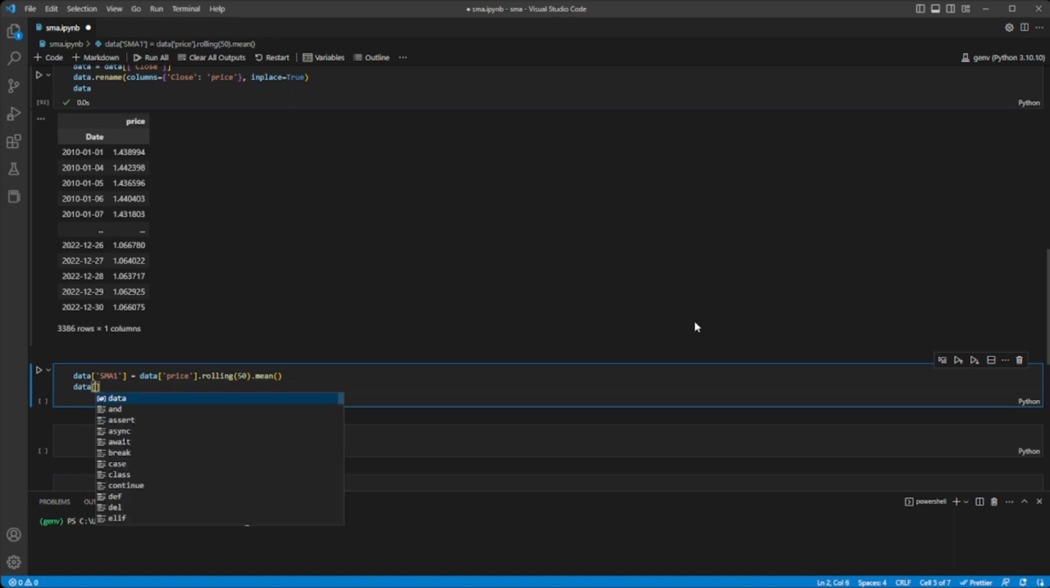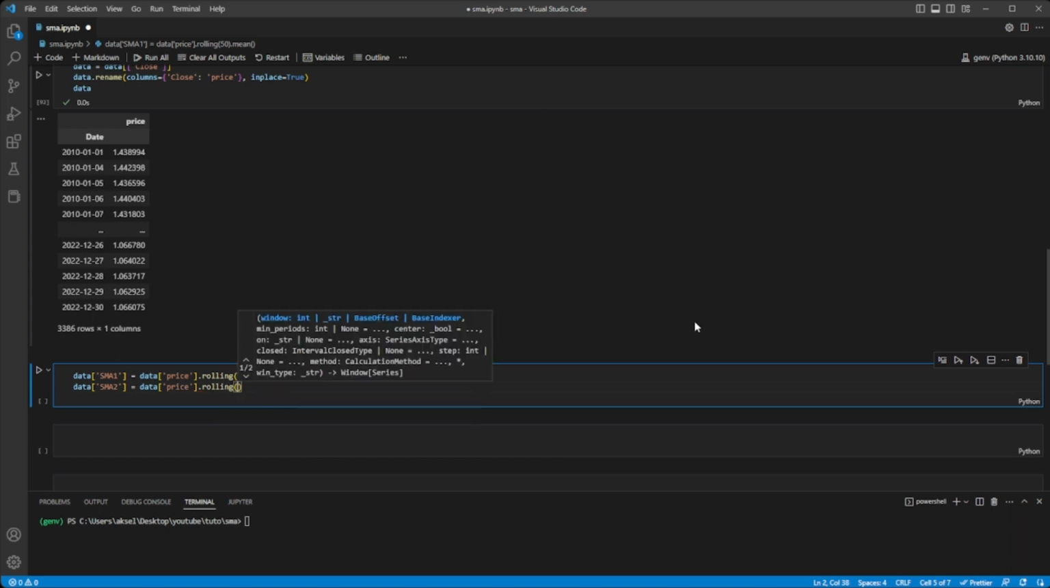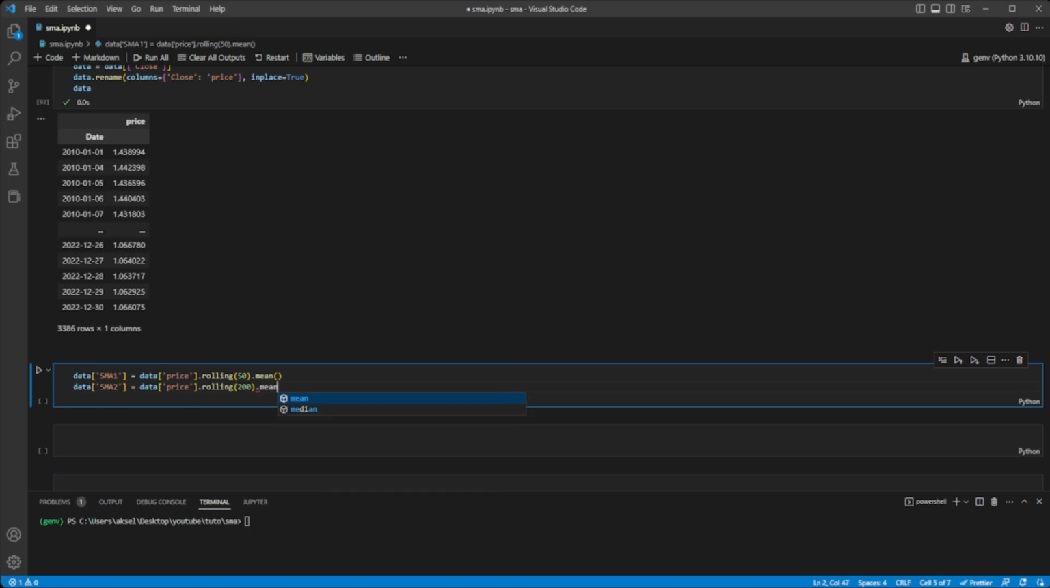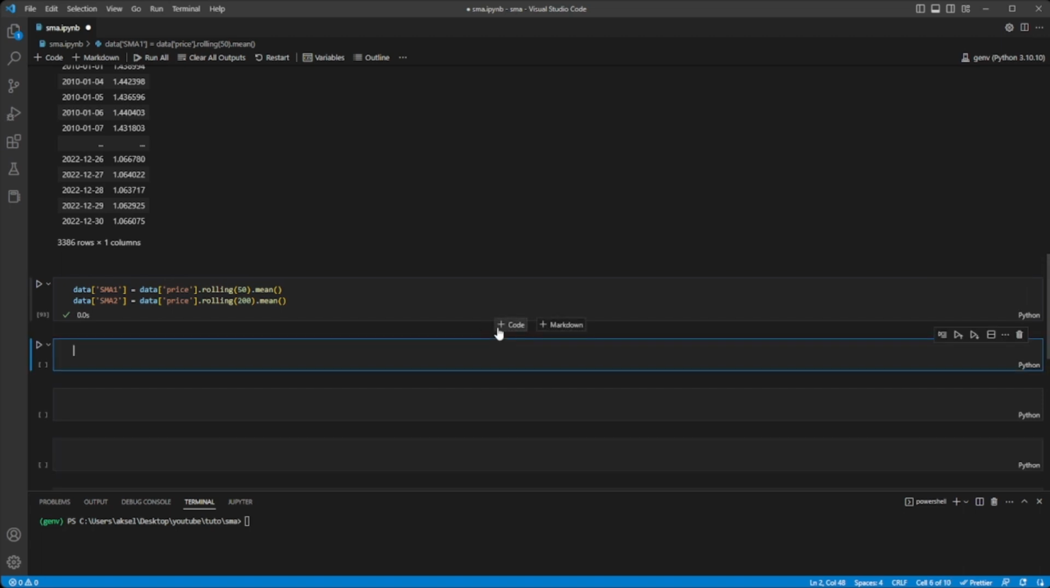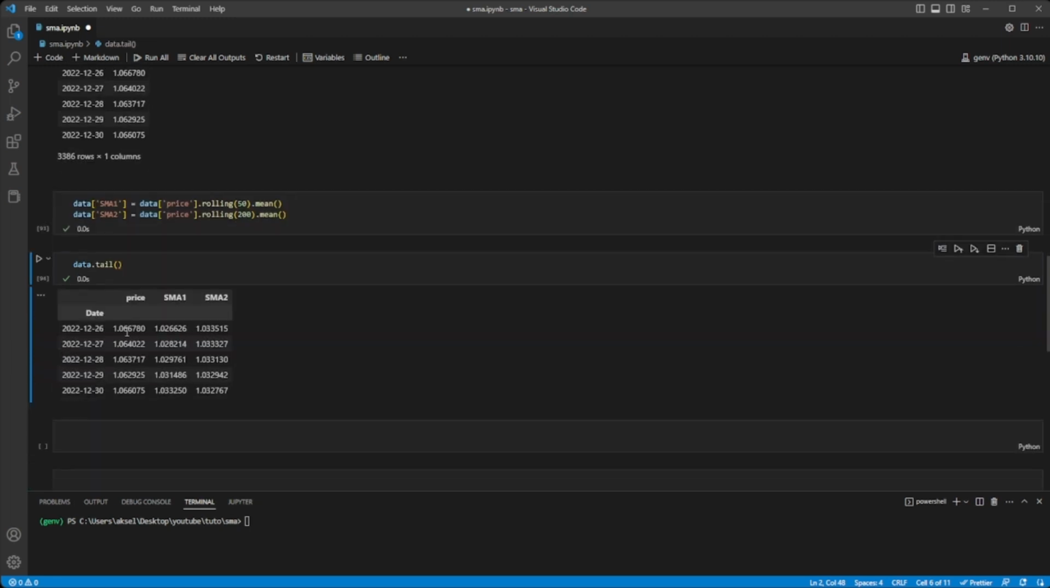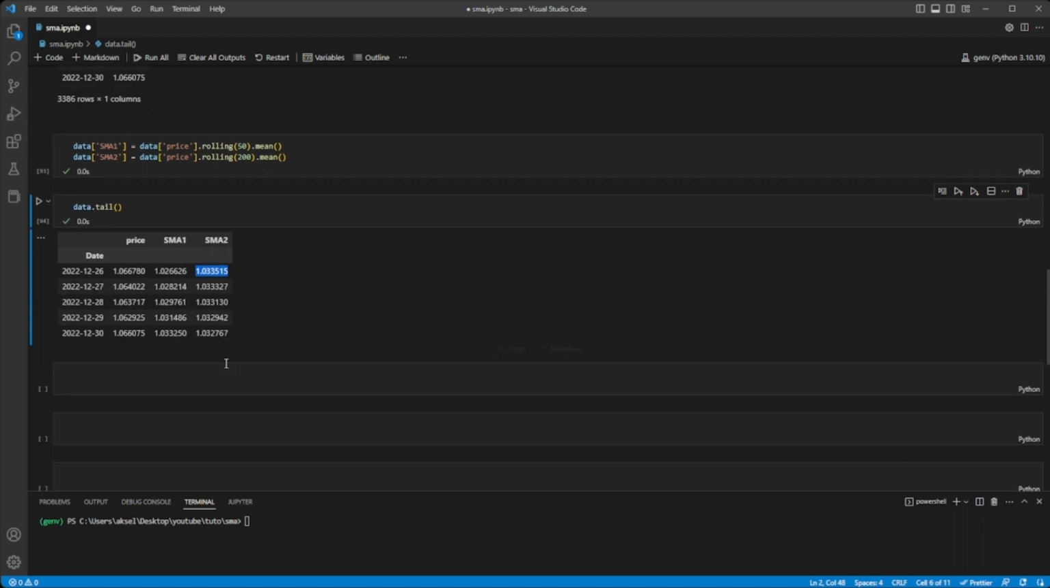And we're gonna do the same, and now we're gonna get our longer period SMA. We're gonna use 200 days, for example, and we're gonna get the mean here. So let's see the data that we have now. So as you can see here, we have the 50 days moving average here, and we have the 200 days moving average here.